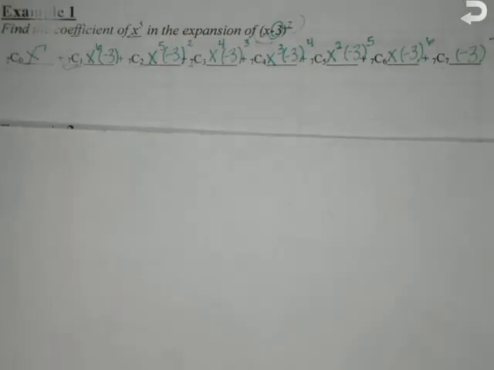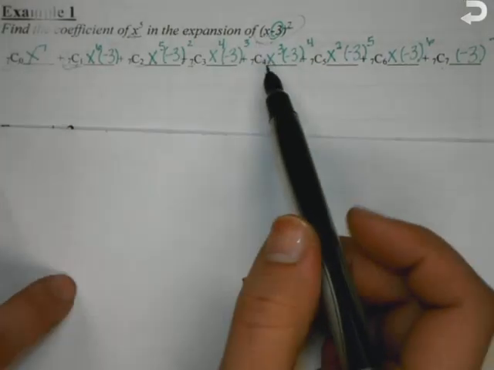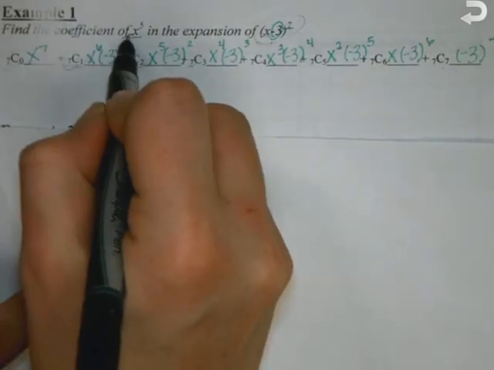The good news is, what is our question asking? It's asking for the coefficient of just the term that has x to the 5th. So do I have to do all of those combinations? I only have to do the one that has x to the 5th. Which one has x to the 5th?